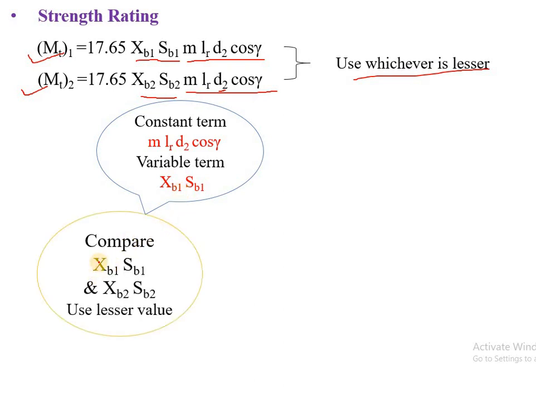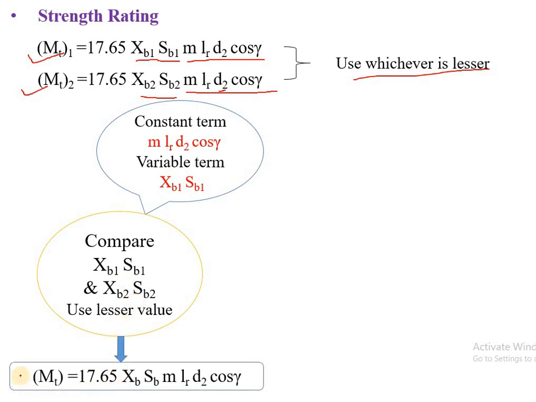So you have to compare. So actually this should be XB and SB. So compare XB1 SB1 and XB2 SB2 product. Out of these two products, whichever is your lesser value, use that value in this MT equation directly. So instead of calculating MT by substituting all the values twice, simply calculate this product and whatever is the lesser product, use directly that in this equation. That will give you the lesser value of MT. So this will save your time in the exam to solve the numerical.